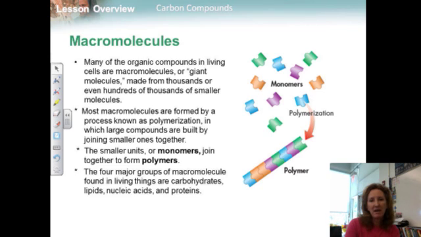Many of the organic compounds in living cells are macromolecules or giant molecules made from thousands or even hundreds of thousands of smaller molecules. Most macromolecules are formed by a process known as polymerization, in which large compounds are built by joining smaller ones together. The smaller units are called monomers, joined together to form polymers. The 4 major groups of macromolecules found in living things are carbohydrates, lipids, nucleic acids, and proteins, as we said before. Let's look at each one individually then.